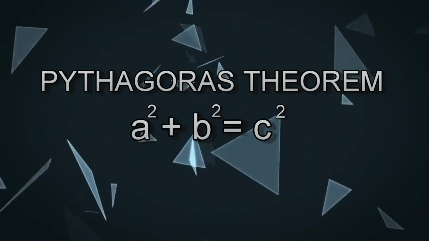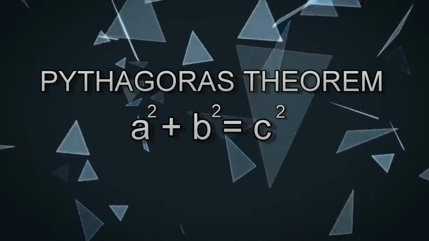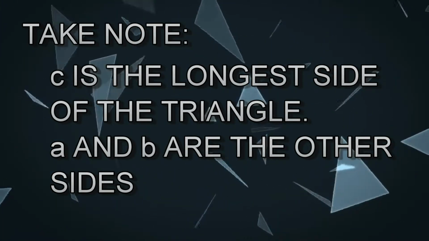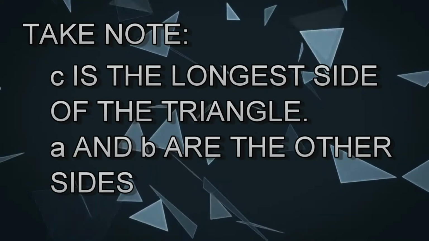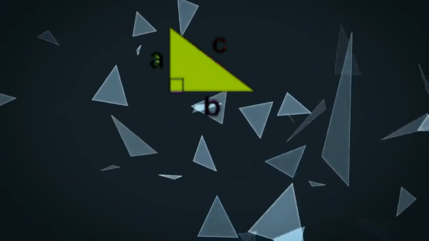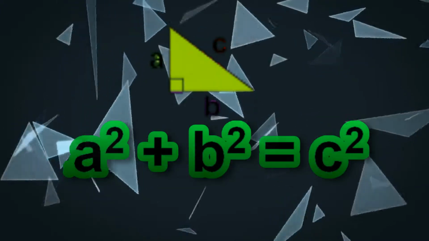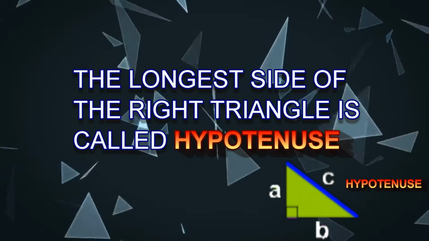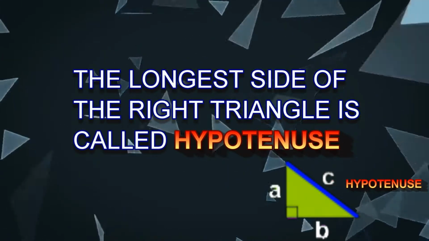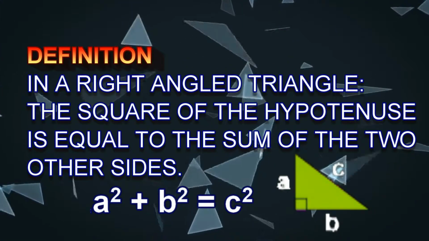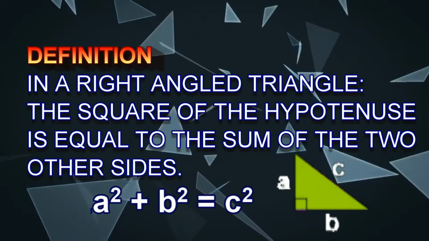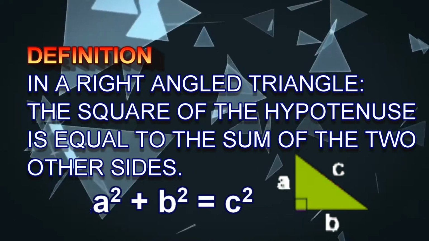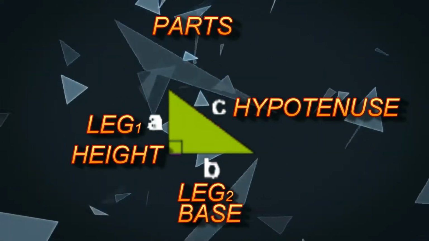a squared plus b squared is equal to c squared. Take note, c is the longest side of the triangle and a and b are the other two sides. In a right-angled triangle, the square of the hypotenuse is equal to the sum of the squares of the other two sides. This side of the triangle is called the hypotenuse. So, the formal definition is, in a right-angled triangle, the square of the hypotenuse is equal to the sum of the squares of the other two sides.